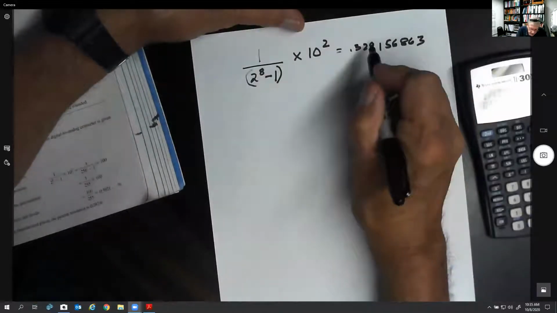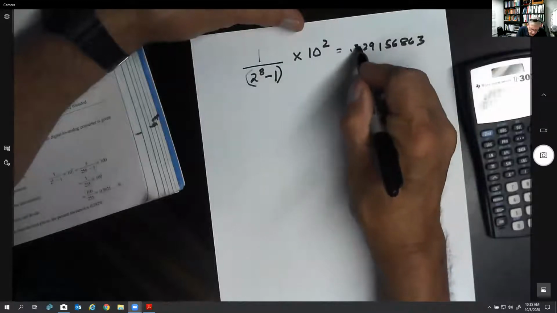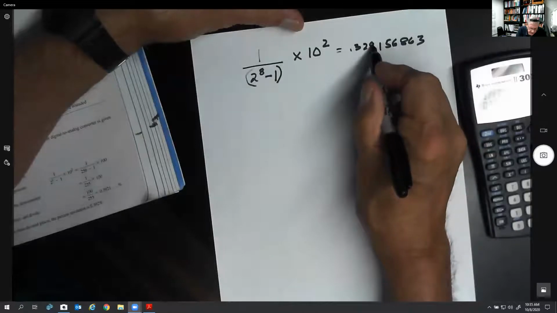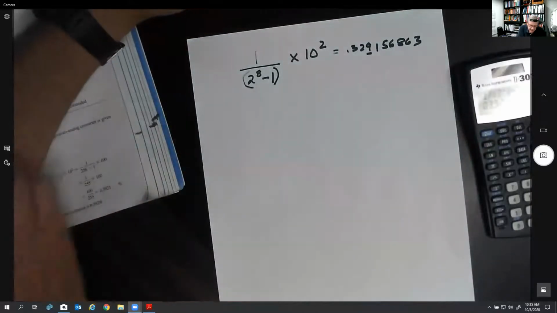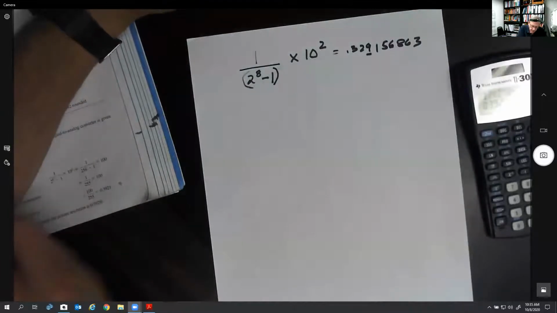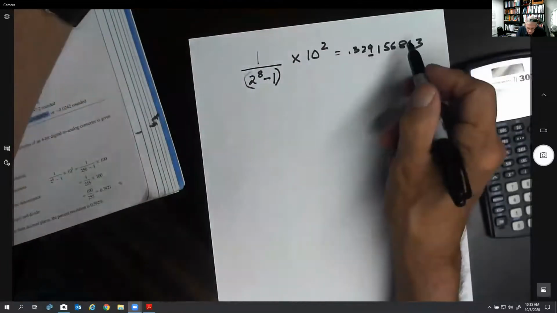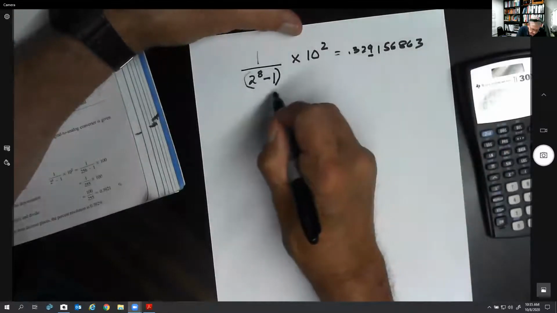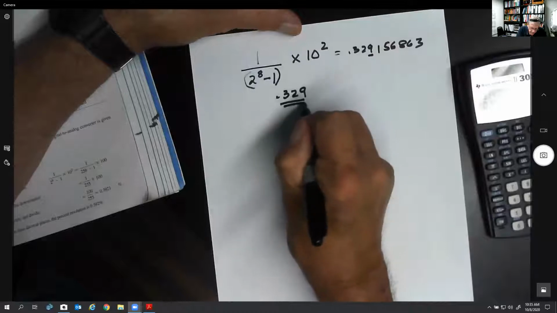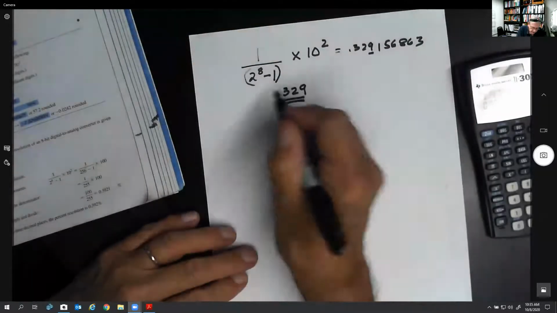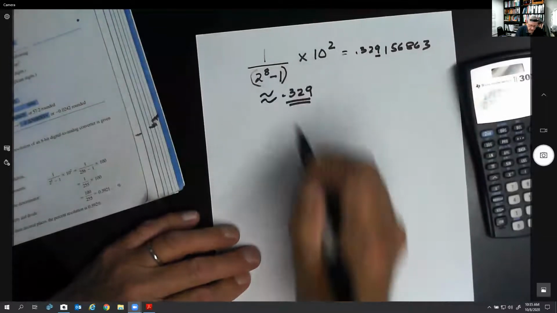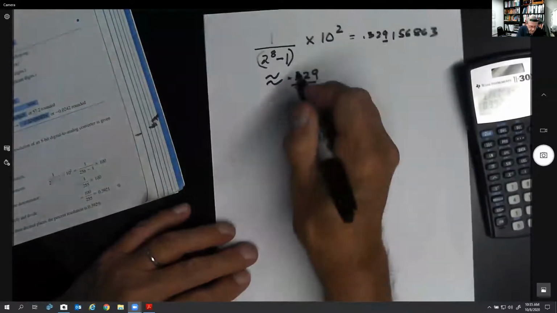What does round mean? Round means we look 1, 2, 3 decimals. The question is, should this stay at 9 or should I raise it up to, instead of this being 29, should I raise it to 30? Well, the number behind it is pretty darn small. It's a 1. So it's saying keep it the same, 0.329. So we would round it.